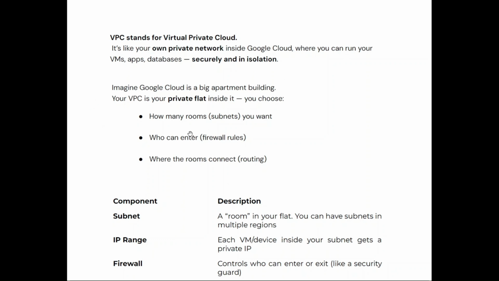Basically in VPC, we create our own network, and in our own network we create subnets, gateways, routers, and firewalls. If I give you an example in simple words, consider the example of an apartment. In an apartment, there are rooms, and you can consider a room as a subnet. Who can enter into your room would be firewall rules, and where the rooms connect, you can consider as a routing example.